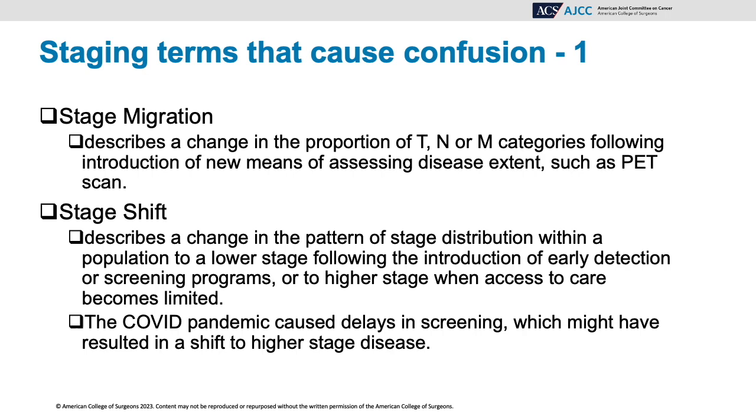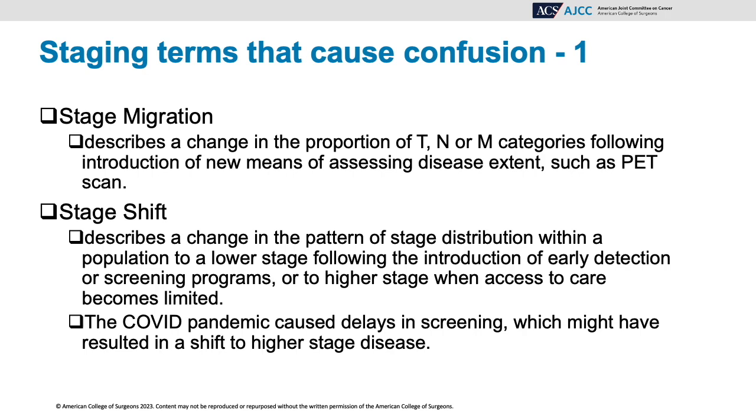Now, there are a lot of terms that cause confusion. One is something called stage migration. This describes a change in the proportion of T and M following the introduction, for example, of a new diagnostic entity such as PET scanning, where we would expect more identification of disease.